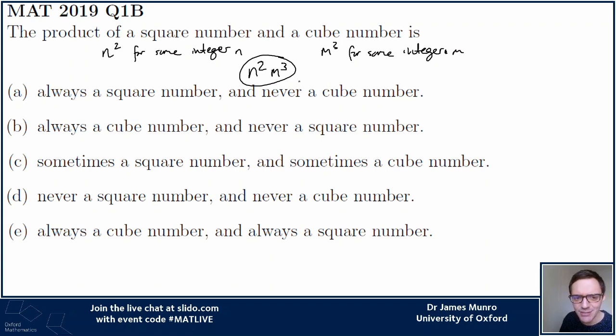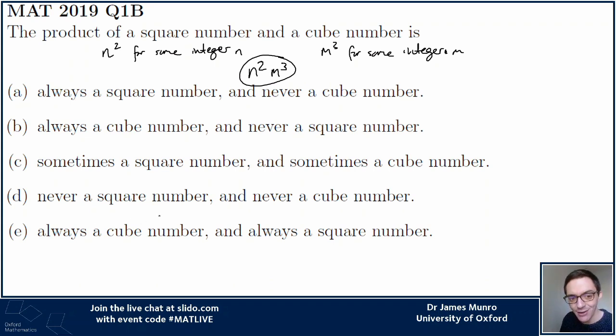I have to say, my first impression is that it doesn't look like a square number because it's not obviously the square of a whole number, right? Its square root would be something like n m to the 3 over 2, which, is that a whole number? I'm not sure. And its cube root would be something involving n to the 2/3. So this doesn't quite look like a square number and a cube number. It's probably not going to be E, is it? It's probably not always a cube number and always a square number.